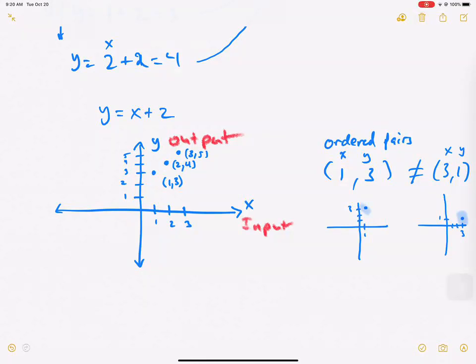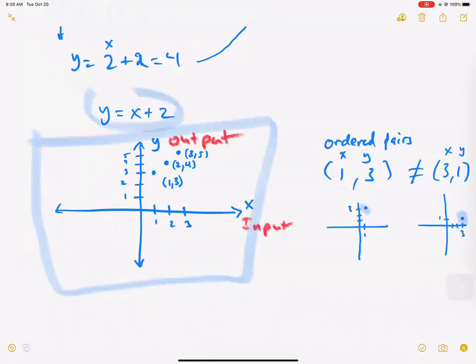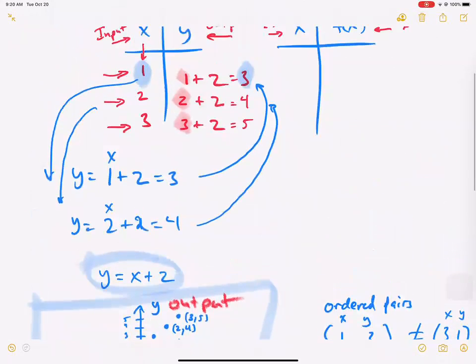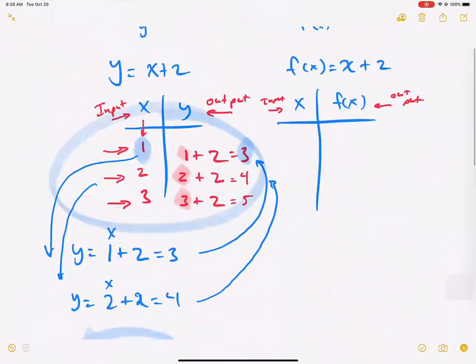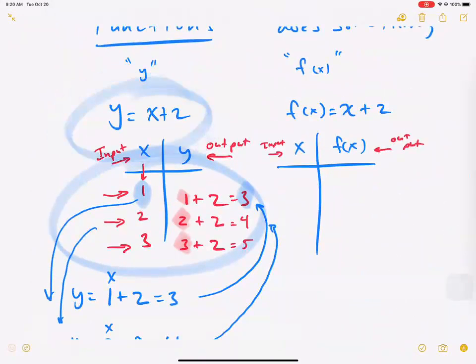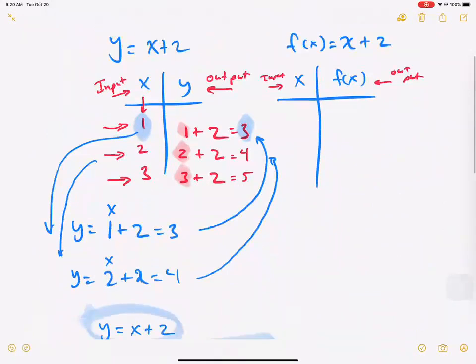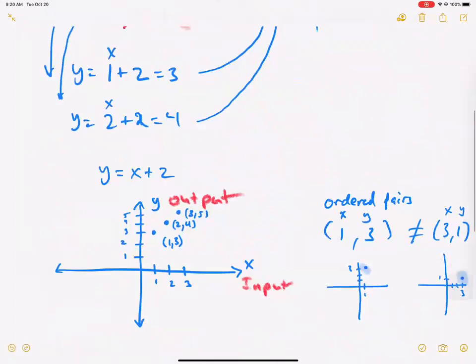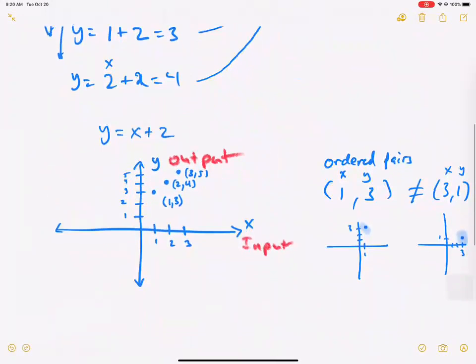Now in algebra, it gets confusing because there's all these different ways of representing the same thing. We can represent it as a graph. That's the same thing as our function y is equal to x plus 2. We can represent it as our table. That's our input-output representation of our function. We can just write y equals x plus 2. So people get confused because there's all these different ways of representing the same thing, whether visually as a graph or tables as numbers.